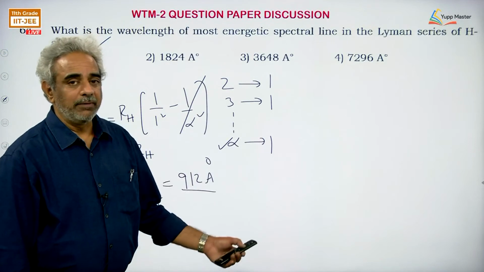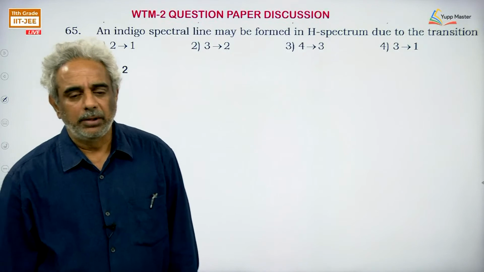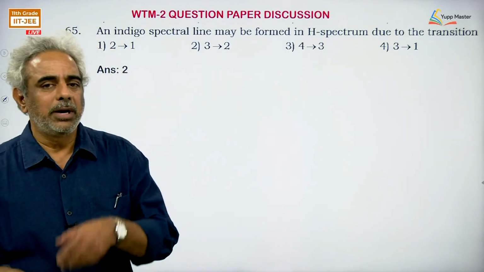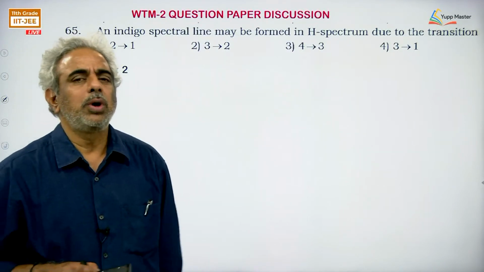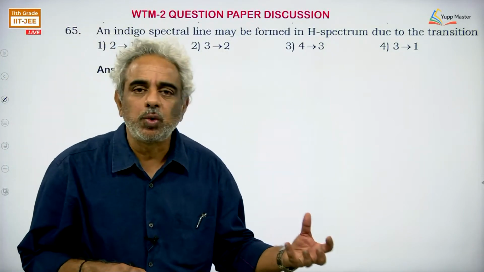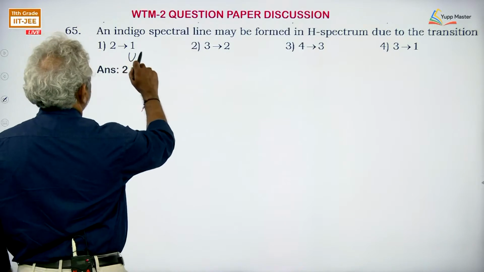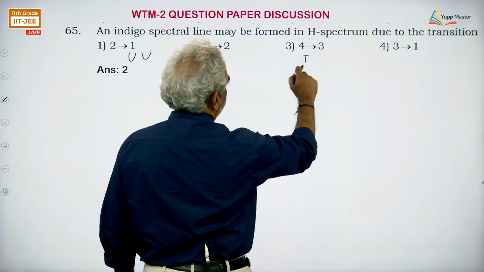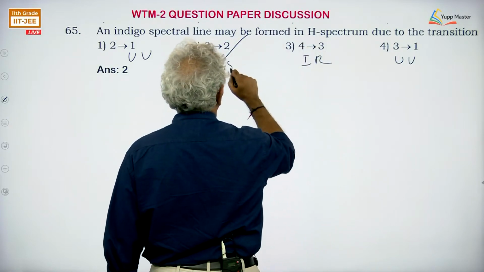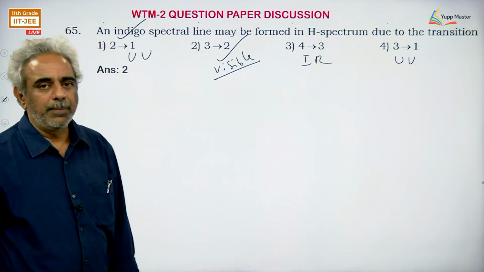Most energetic line wavelength. An indigo spectral line may be formed in hydrogen spectrum due to which transition? Indigo is a visible color. Visible light is only formed in the Balmer series. In the Balmer series, the lowest state is 2. So 2 to 1 is ultraviolet, UV, infrared, again UV, this is visible. Indigo is visible, so we will get a Balmer line.